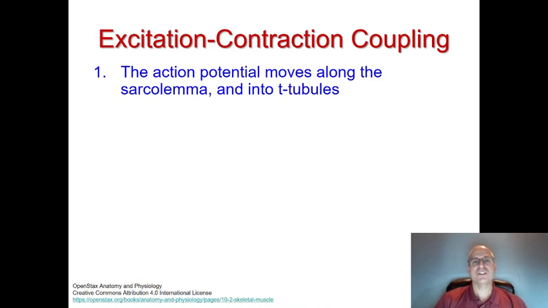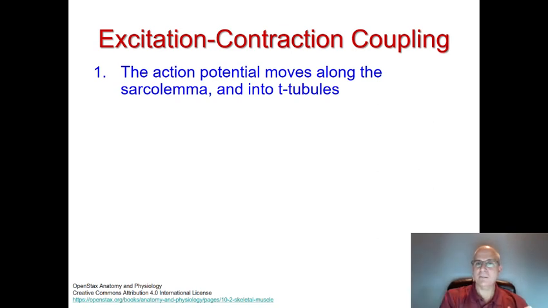So, first step in excitation-contraction coupling is the action potential moves along the sarcolemma and into the T-tubules. And if you've been paying attention, you'll notice that this is also one of the steps in stimulation of a muscle fiber by a motor neuron. Right? So I intentionally have this overlap here so you see the relationship between the two.